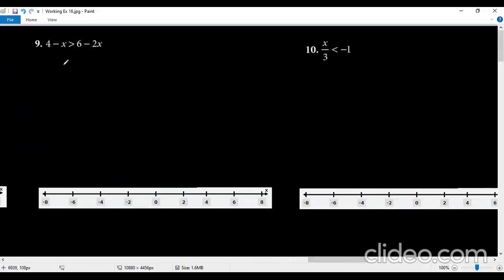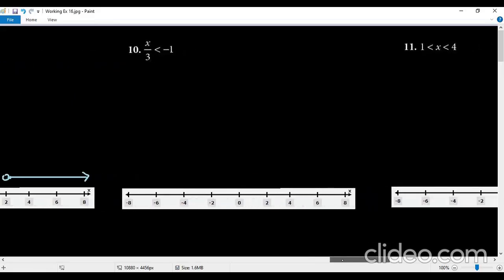When it comes to question number 9, it is minus x plus 2x is greater than 6 minus 4. So this is going to be giving you x greater than 2. For question number 9, x is greater than 2. Now in here, on positive 2, you will make a circle, and your circle is going to be an empty circle, and you make a straight line, something like this, and you get full marks.